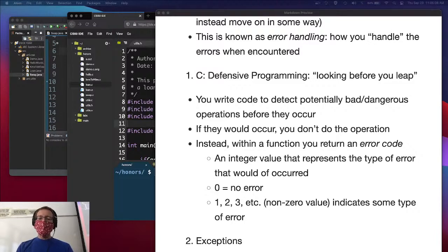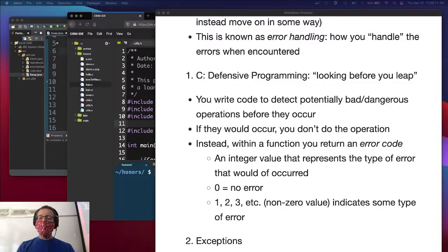Exceptions take a completely different kind of view. So with looking before you leap, you're walking along and you look, oh, am I about to step in a hole? Or am I about to step off that cliff? Exceptions say, go ahead, keep walking, don't worry about it. Because what you can do is go ahead and attempt to perform dangerous operations without looking before you leap.